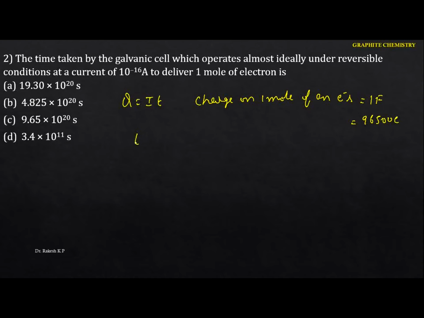What you have to calculate is T. So what is the Q value we are having? That is 96,500. The current in ampere is 10 to the power of minus 16. T is equal to 96,500 into 10 to the power of 16, which is equal to 9.65 into 10 to the power of 20 seconds. In this case the option is C.